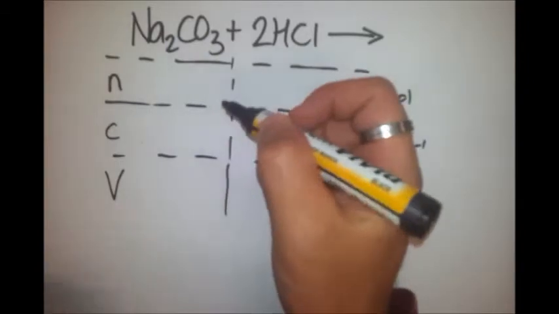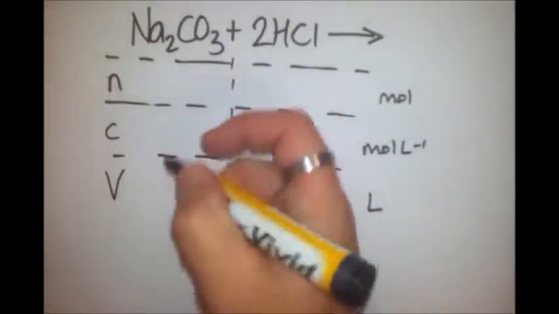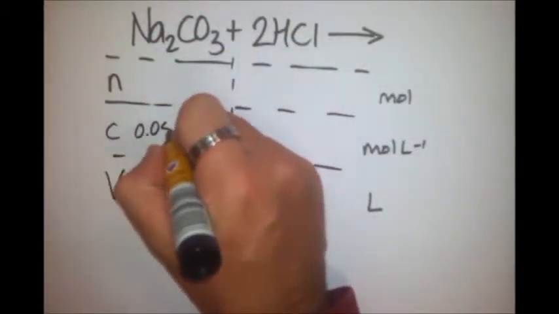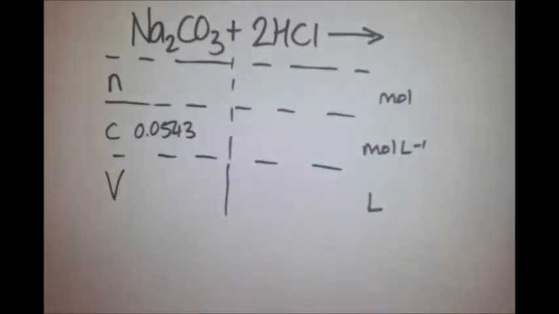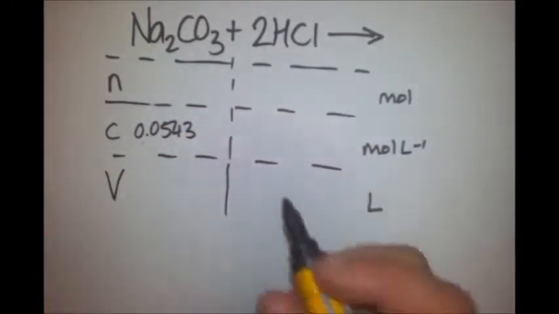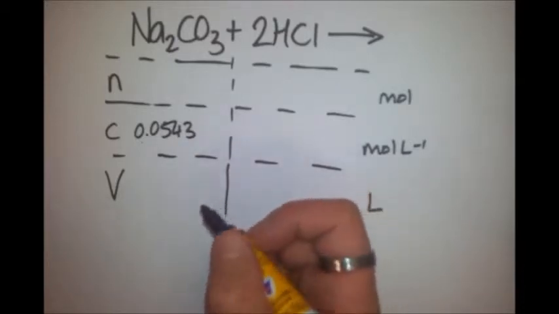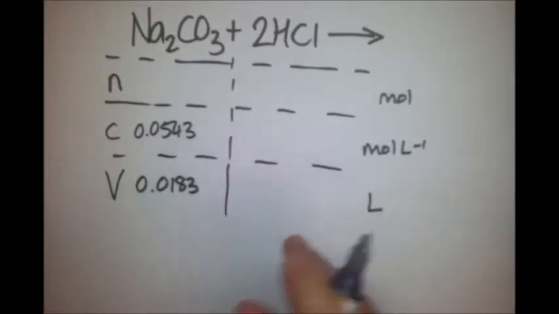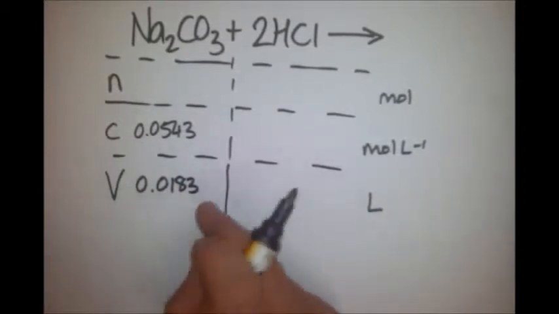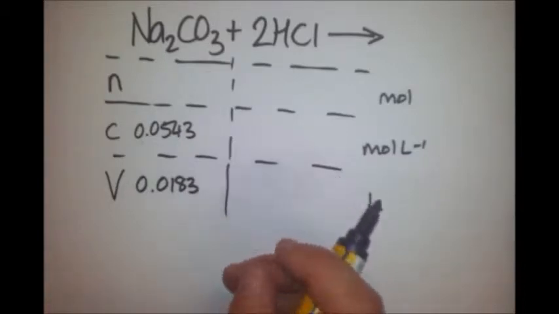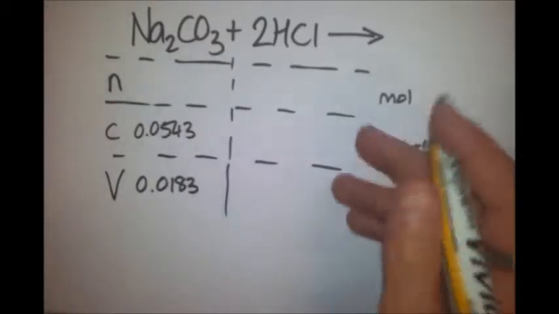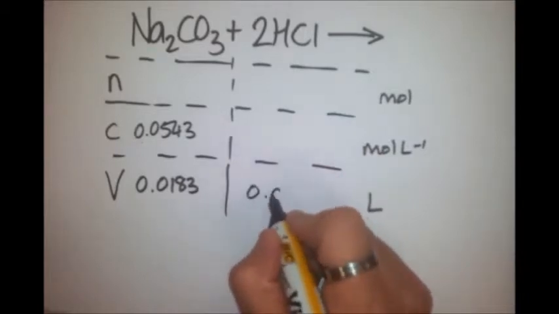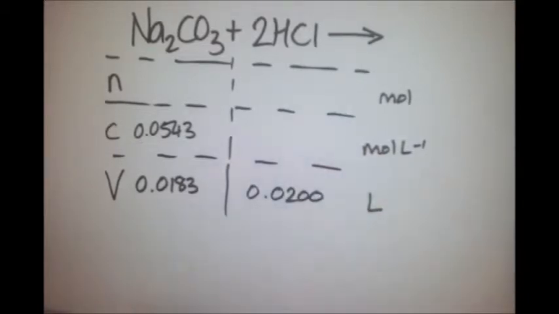What I do know already is that my concentration of sodium carbonate is 0.0543 moles per litre, because that's what I made up for my standard solution. And I found that I needed 18.3 mils, which when converted is 0.0183 litres. I need to make sure I turn this into litres or I'm not going to get the correct result. I also know that I used 20 mils of my HCl, so that's 0.0200 litres. Again, I must convert it into litres or I'm going to get the wrong answers.